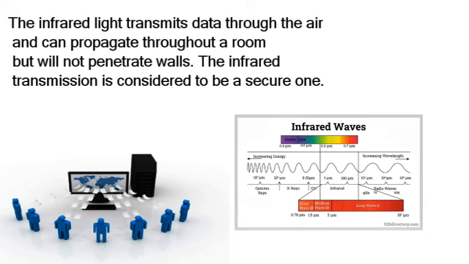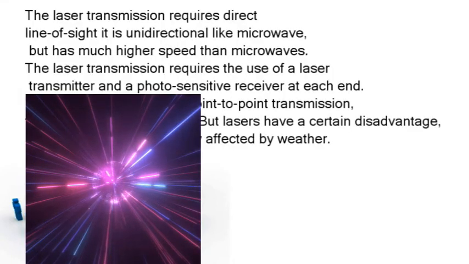The infrared light transmits through the air and can propagate through a room but will not penetrate the walls. It means if you are running the TV and you are in another room, if there are no walls, then you can obviously change the channel. But if there are walls involved, you cannot change the desired channel or whatever you are using. The infrared transmission has become common in personal digital systems. The infrared transmission is a secure one.